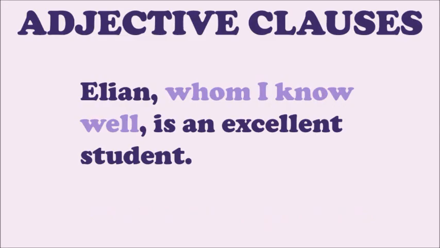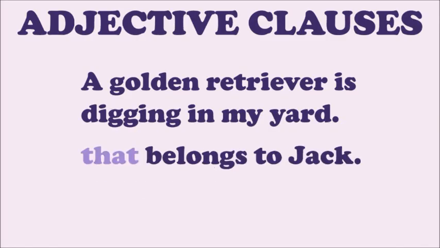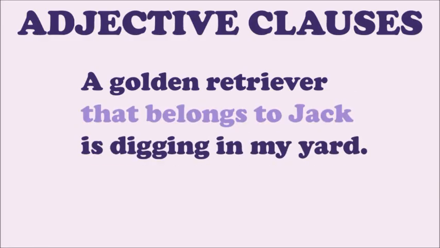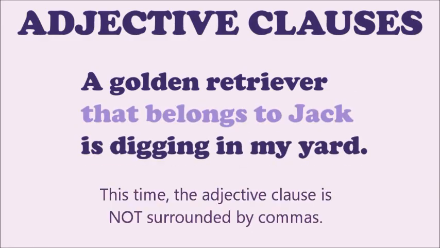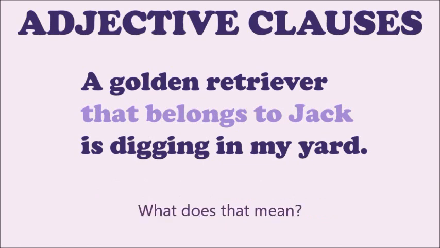Consider this pair of sentences. Let's follow the same steps to combine them. This time, the adjective clause is not surrounded by commas. Adjective clauses require commas if they are non-restrictive. What does that mean?